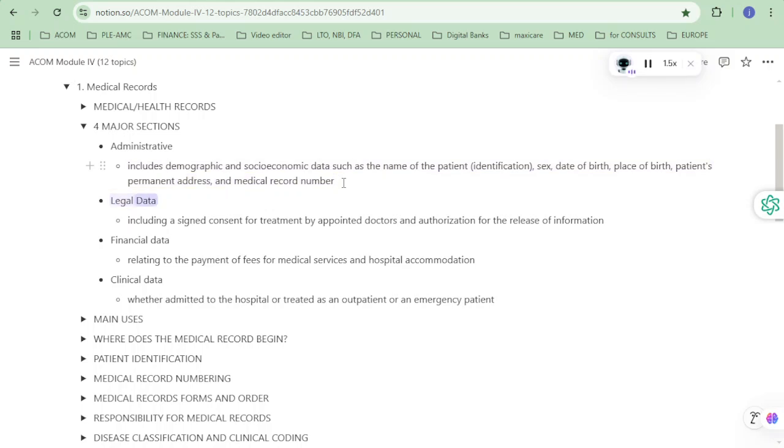Legal data. Including assigned consent for treatment by appointed doctors and authorization for the release of information. Financial data. Relating to the payment of fees for medical services and hospital accommodation. Clinical data. Whether admitted to the hospital or treated as an outpatient or an emergency patient.